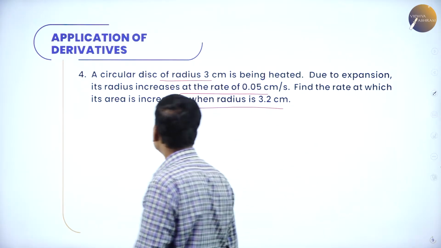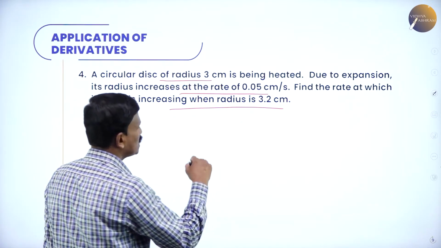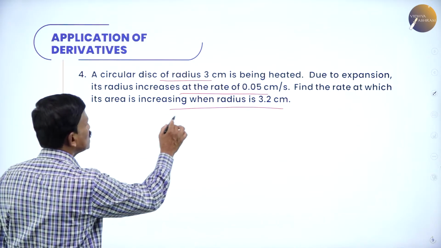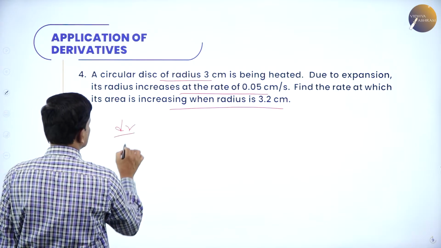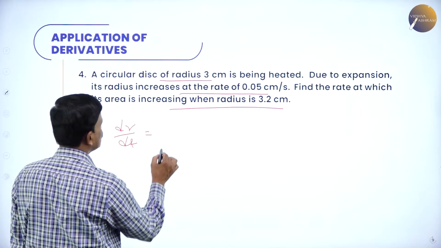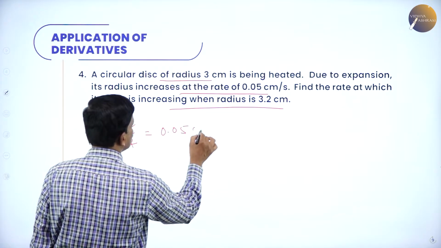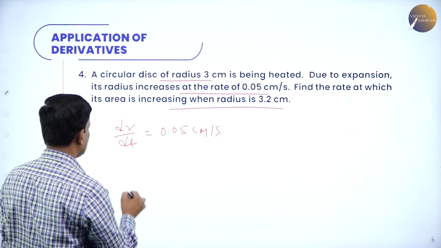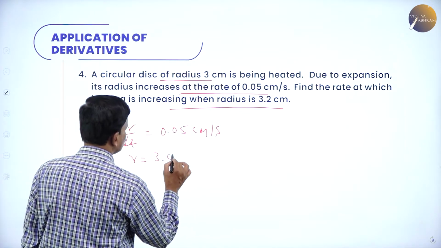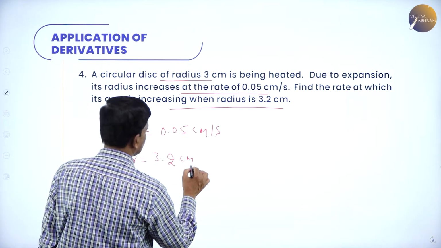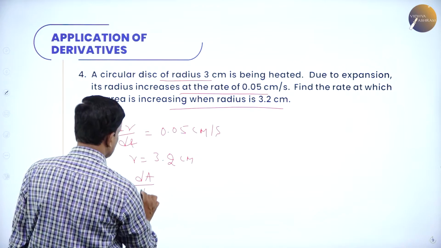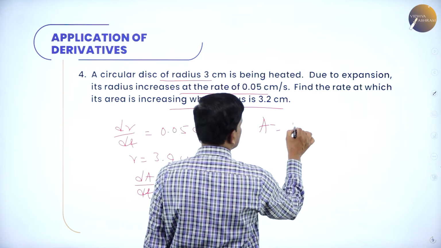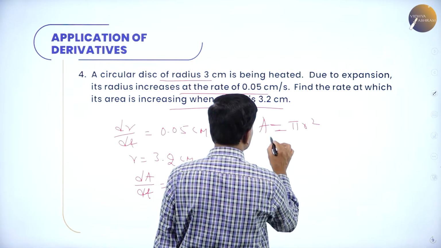What is the given condition? A circular disc of radius 3 centimeters is heated. Due to expansion, the radius is increasing. If r is the radius, the rate of change of radius is given by 0.05 centimeters per second. Find the rate at which the area is increasing when the radius is equal to 3.2 centimeters. What is required to find is dA by dt. This is the required answer. Now, you know what is the area of a circle? Area is equal to pi r square.